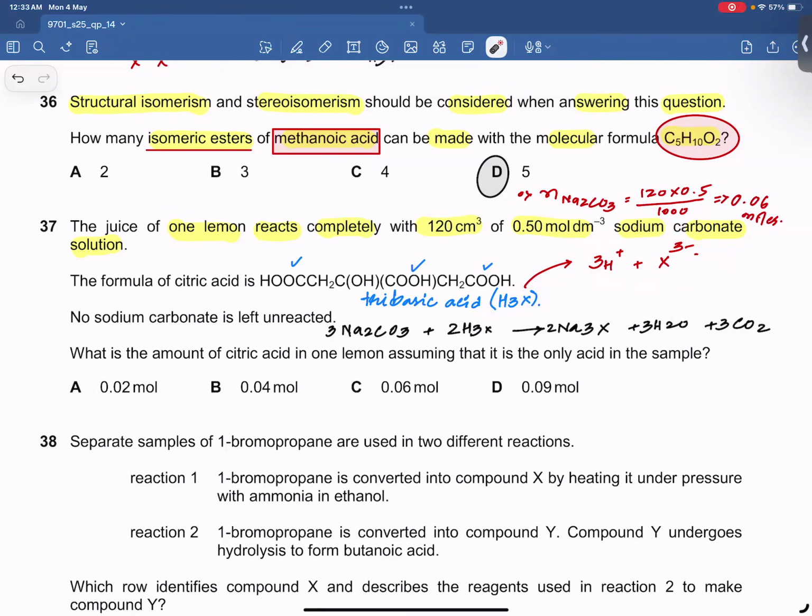Anyway, sodium carbonate has 3 moles. H3X has 2 moles. When we have 0.06 moles, the moles of H3X would be 0.04 moles. So the right answer obviously, guys, is B.